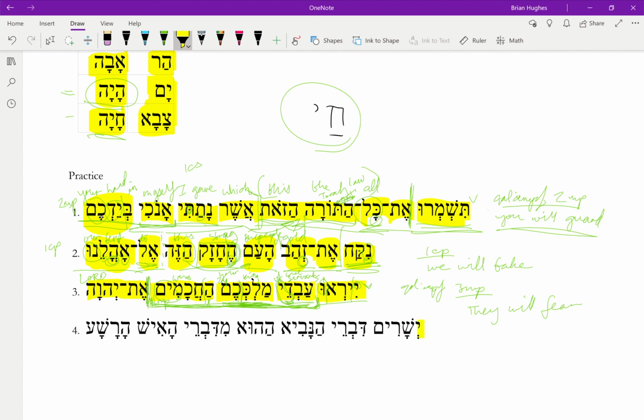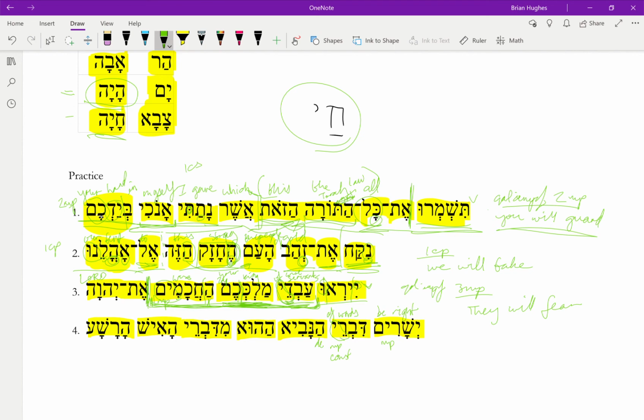All right, last one. Yesharim divrei hanavi hahu midivrei ha'ish harasha. Okay, well, I don't see a verb. Do you see a verb? So let's just get going here and see what we can find. Yesharim, this is a masculine plural word. We can say that. It comes from yashar, to be right or straight. Say be right. Divrei, this is masculine plural construct. So we already know this is going to be of. And this is from davar, words of, or matters of, or something like that.